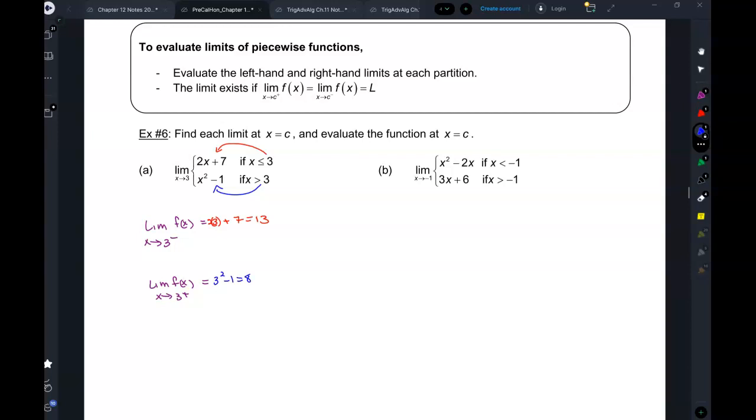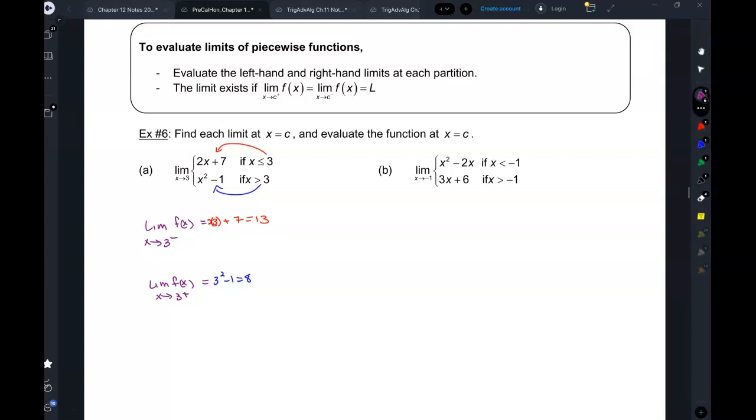And yeah, when we're taking limits, we never really look at the actual values. However, this is a pretty good approximation, right? Because technically we're looking at what the y value is approaching as x is, let's say, 2.99999, and 13 is a pretty good approximation. And then 3.00001, 8 is a pretty good approximation.